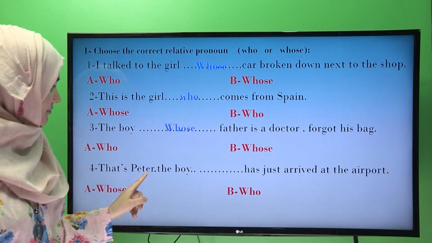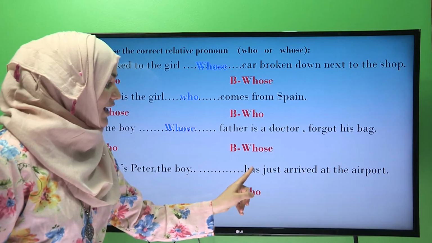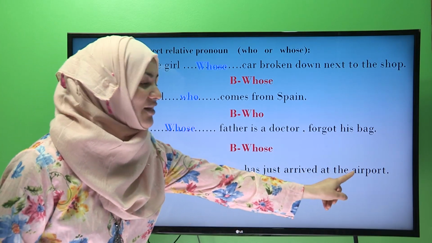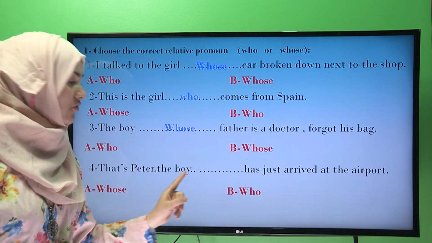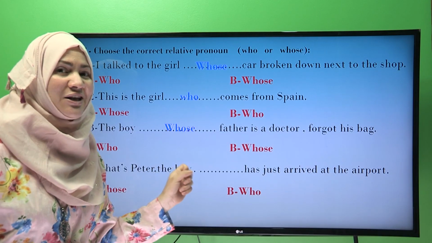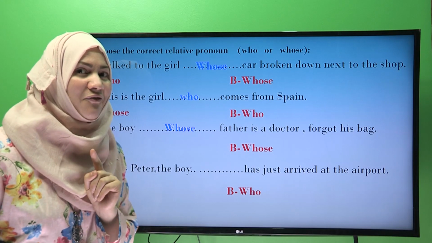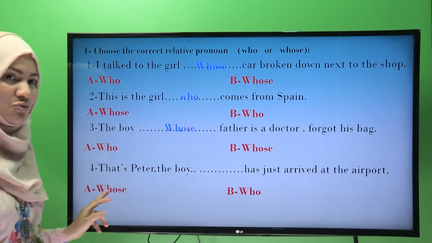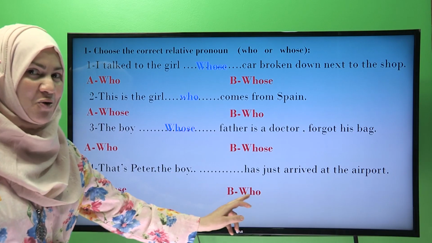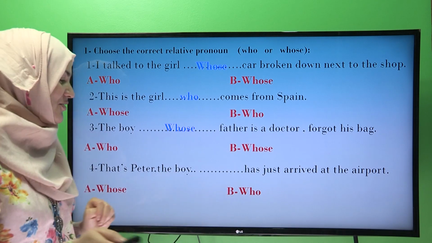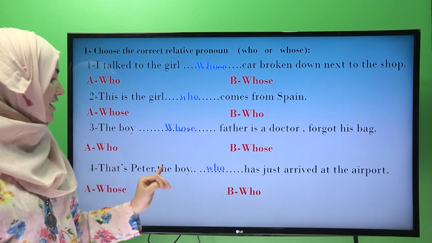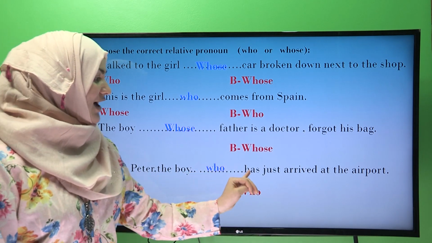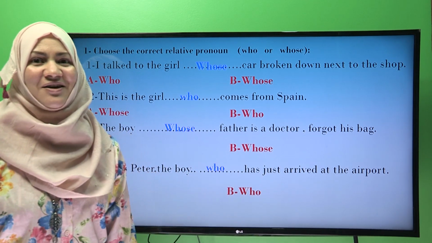That's Peter. The boy has just arrived at the airport. This sentence here, we are giving information about the boy. We are talking about the boy, not for possessive form. Which one? Whose or who? Yes, very good. It is who. We say, that's Peter, the boy who has just arrived at the airport.